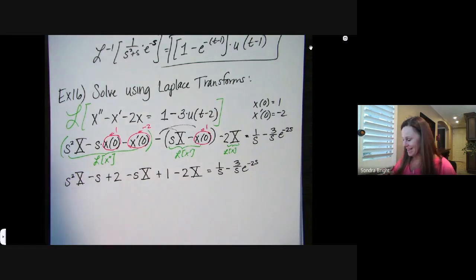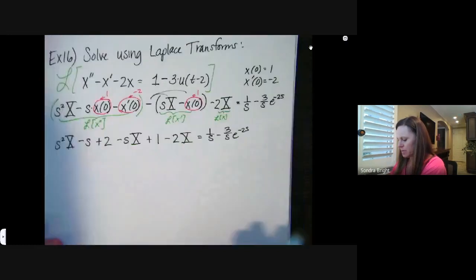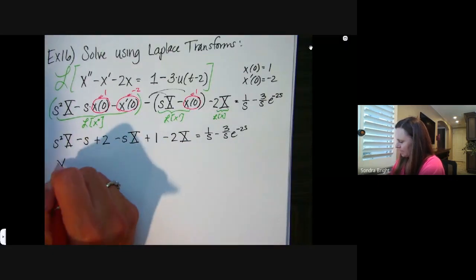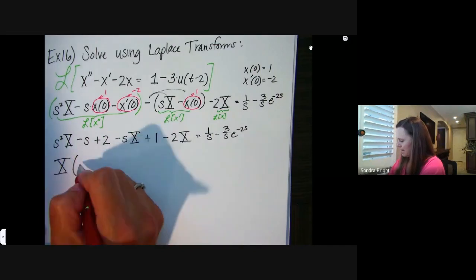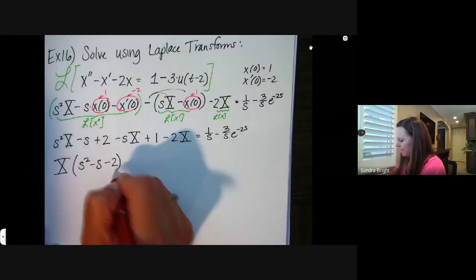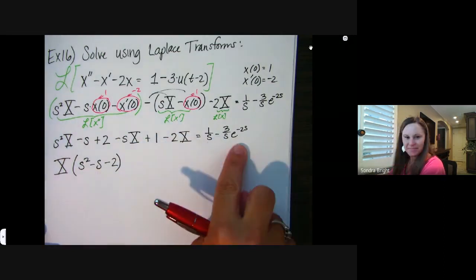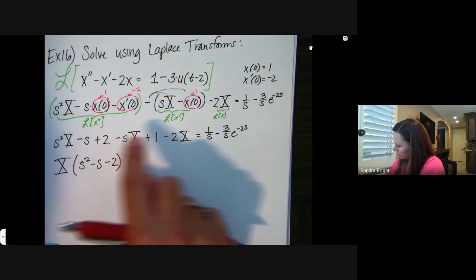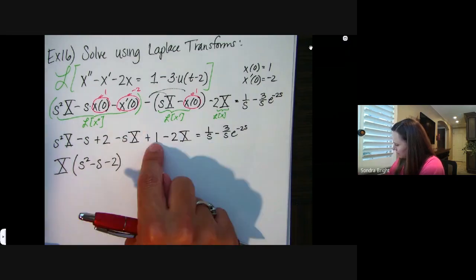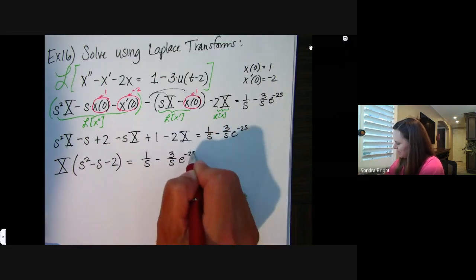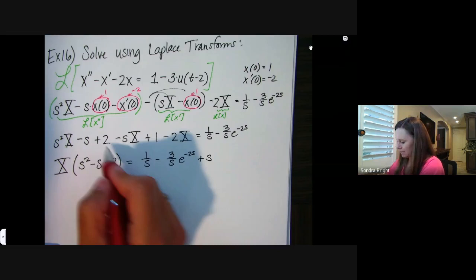Now, combine like terms, because your goal is to solve for capital X, so then you can undo the Laplace transform. All right, so let's factor out the capital X. And I would have an s squared minus s minus 2. And then I have this right-hand side. I'm going to add this s to both sides, and I'm going to subtract the 2, and I'm going to subtract the 1. So I have 1 over s minus 3 over s e to the negative 2s, and then a plus s and a minus 3.